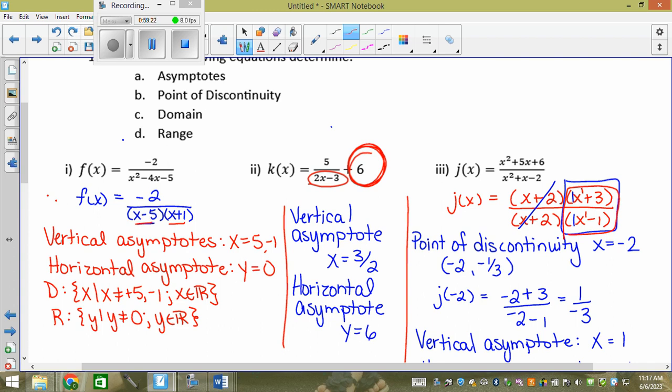So what would your domain be? X can't equal 3/2. What would be your range? Y can't equal 6, right? So that's for that one.